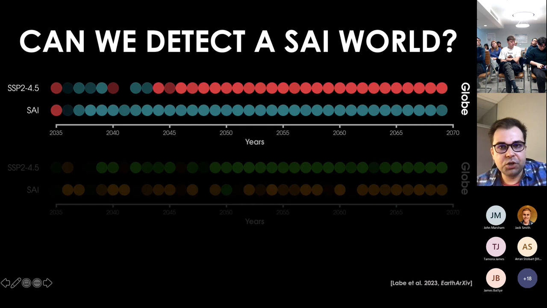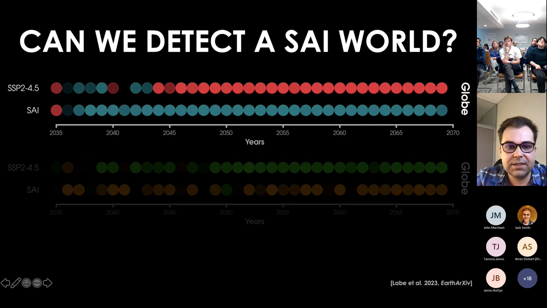So this is the binary classification problem. Top row here is for temperature, where a red dot in the top is right. A blue dot, if it's on the bottom, means it's correct. So you can see that by 2044, you're getting perfect predictions. In other words, the logistic regression model was able to determine with perfect accuracy after less than a decade whether or not we are experiencing one of these worlds.